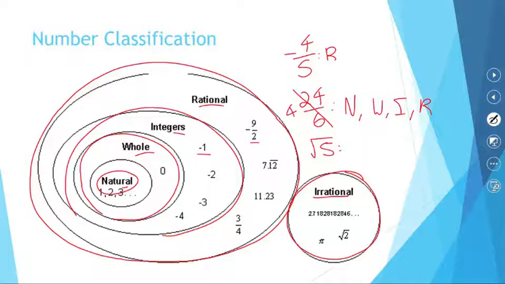Okay. The square root of 5. Square root of 5 is irrational. If you use a calculator, kind of cheat a little bit, you get a long decimal, 2 point something, something, something. It goes on forever, no pattern to it at all. So it's irrational.